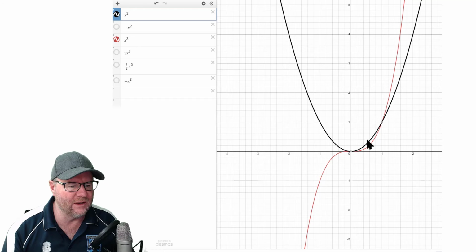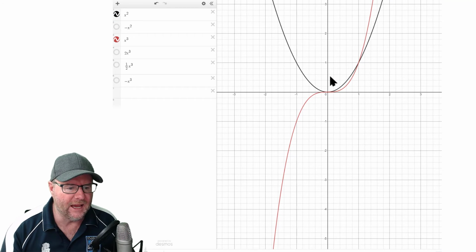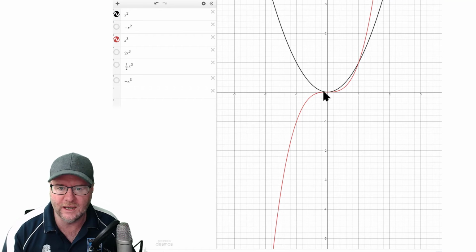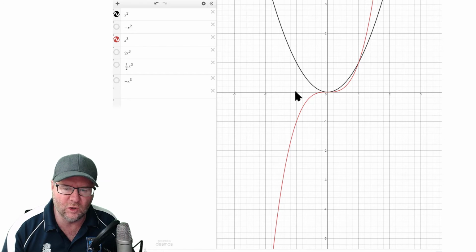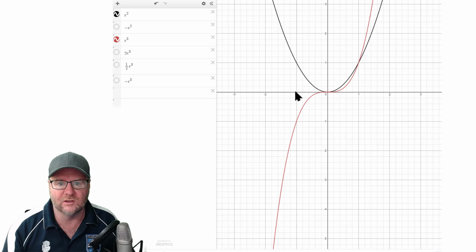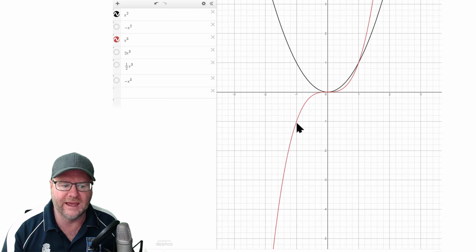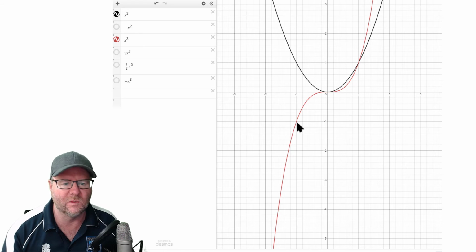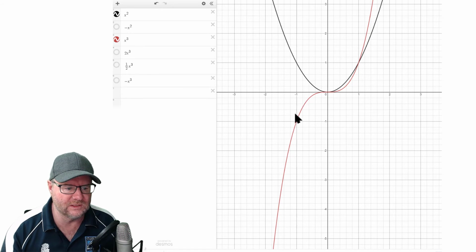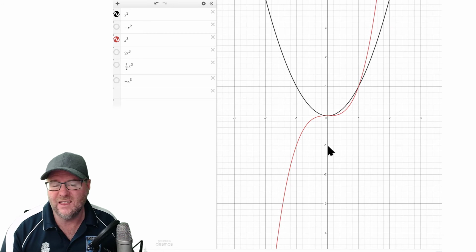Now, what about on the negative side of things? Well, if we go negative 1 squared on our parabola, we get 1, because negative 1 times negative 1 gives me a positive 1. That's why it's up here. But for negative 1 cubed, I do negative 1 multiplied 3 times, I get negative 1 as my answer. So this is why this left-hand side of the graph starts to head downwards, because when we're cubing a negative number, we'll get a negative result. So it takes a twist and it goes down this way. And that's basically about it.